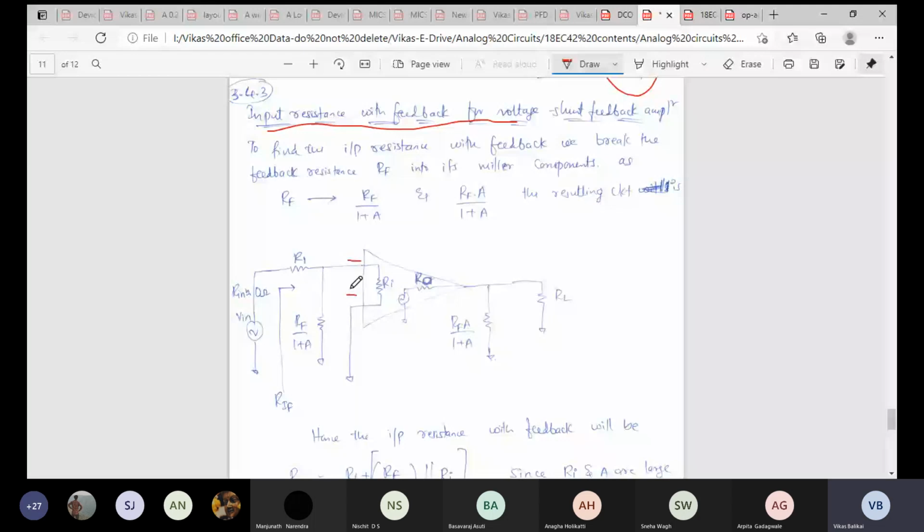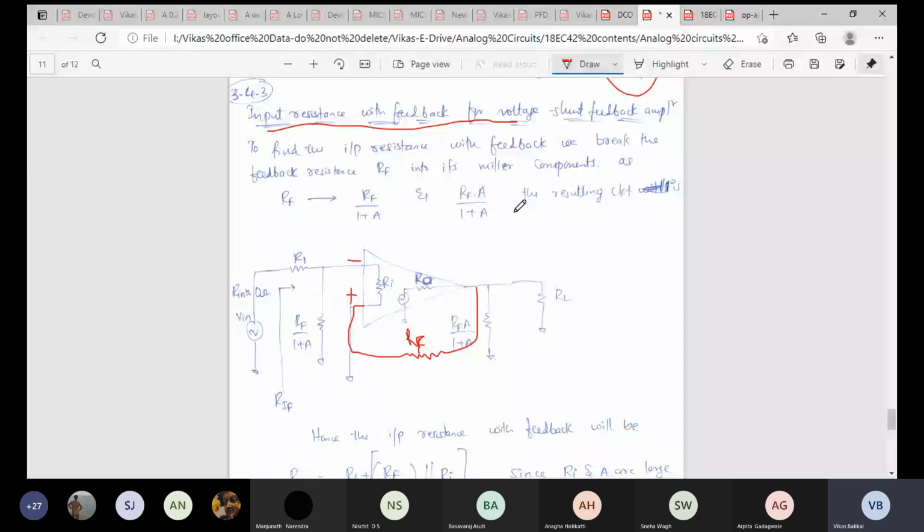Now you can see there is some arrangement. The Rf which was here, right? The Rf value which was connected over here, now you can see that the Rf value is not present. Where exactly has it gone? To find the input resistance with feedback here in the voltage shunt feedback amplifier, what we are applying is the concept of breaking an intermediate resistor, that is Rf, into its Miller components, or basically we are applying Miller's theorem. Now you may ask, what exactly is Miller's theorem?